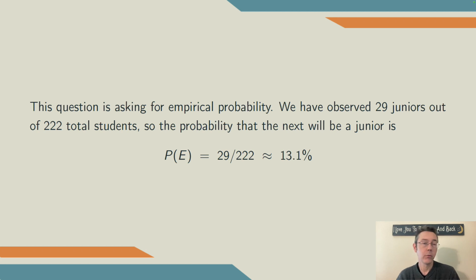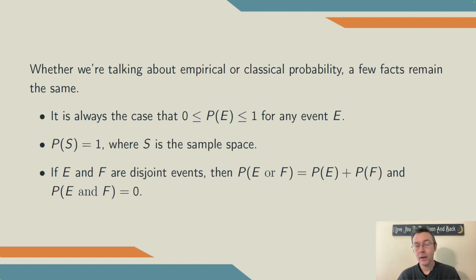This is a situation where we're not just taking one of the 222 students at random, each being equally likely. Rather, we're using our experience to create this ratio. Although notice that the actual calculation looks pretty much identical, right? It's the number of good outcomes on the top and the total number of possible outcomes on the bottom. Regardless of which sort of probability we're talking about, a few things should always be the same.